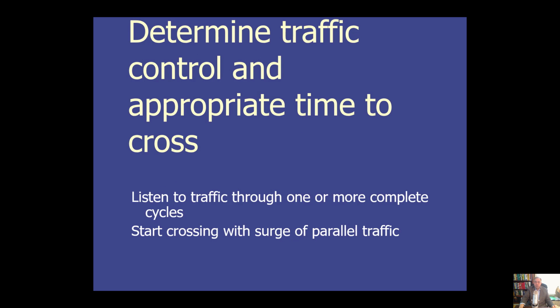So we want to determine traffic control and an appropriate time to make that crossing. The individual has to listen to traffic through one or more complete cycles. The individual can't get to a corner and just make a crossing. The person has to take time and listen. And the person has to start crossing with the surge of parallel traffic.